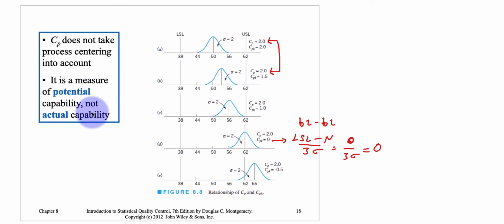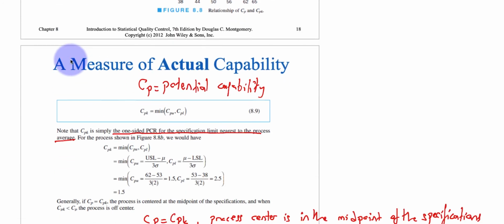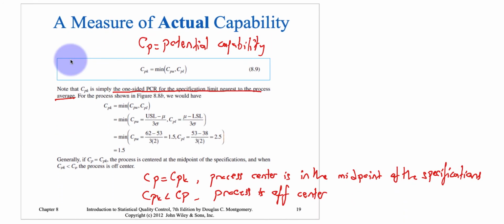And about the CP again, the process quality ratio calculation does not take process centering into account because we are just using the specification limit data and the standard deviation data. We do not know where the center of the process is and what the relation is between the center of the process and the specification limits.